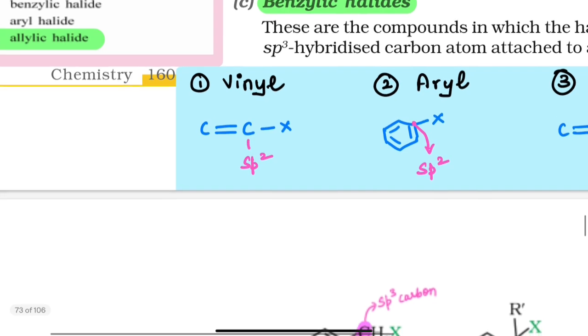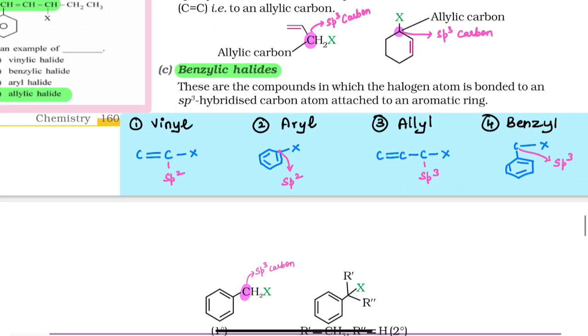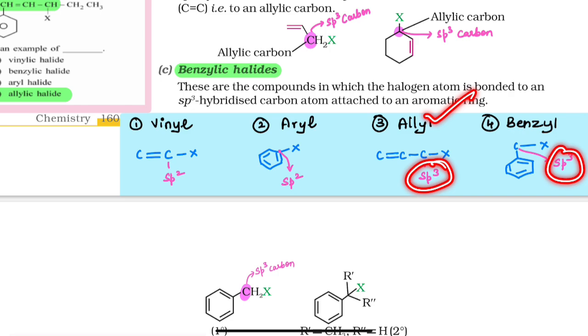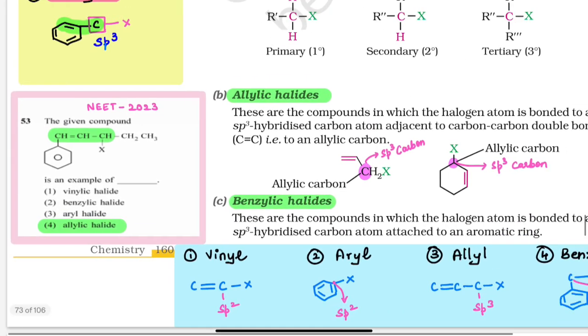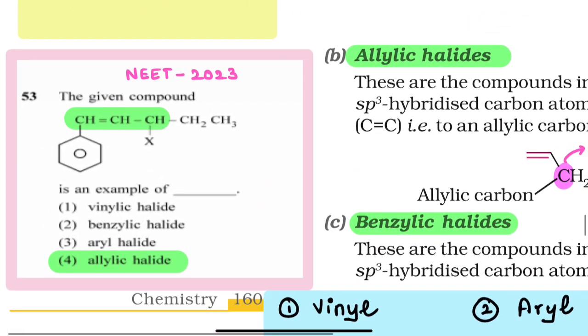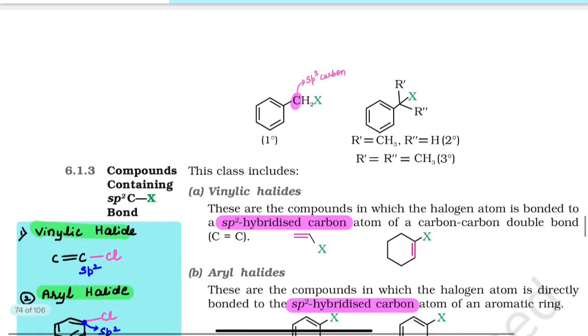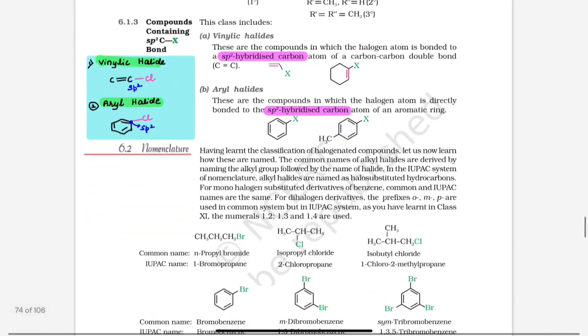If it is an sp3 carbon, what are the two options for us? An sp3 carbon means it will be allylic or benzylic. So we will see. This carbon is attached to a carbon-carbon double bond, which is outside the benzene ring. Therefore, it is an allylic halide. So this is how you have to answer. This much you should know from this page.